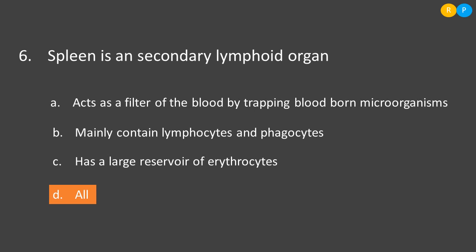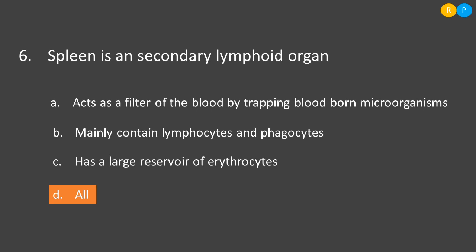That means after the death of RBCs, after completing the lifespan, all the dead RBCs will come and accumulate in this spleen. So spleen is a secondary lymphoid organ. It is considered as a reservoir of erythrocytes. Clear. So see the option A, acts as a filter of blood borne microorganisms. So option A is correct because that is the actual function of spleen.